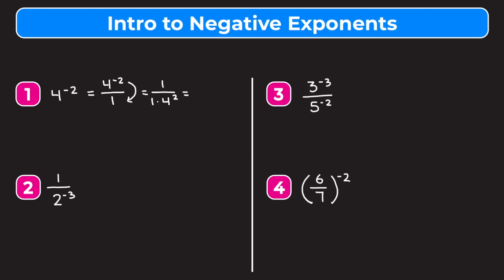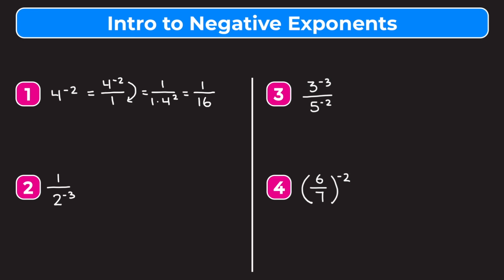And now we don't really need this extra 1 on the bottom. So on the top we have 1, and then 4 squared is 16, so we get 1 over 16 as our answer. So now if we take a look at example 2, this time we have something being raised to the negative on the bottom of our fraction.